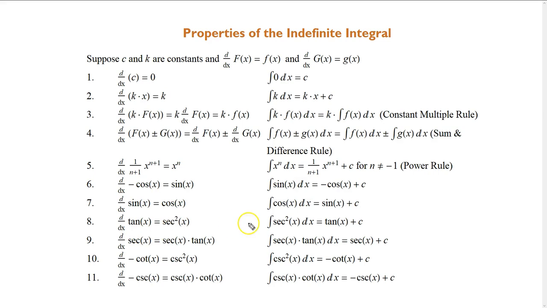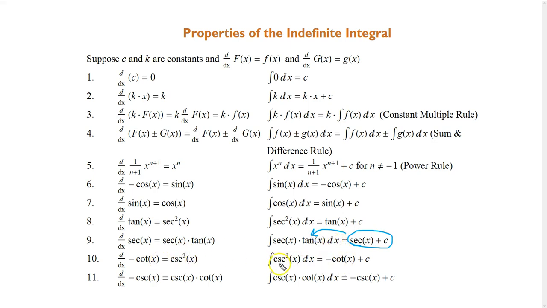And then we also have the indefinite integral of secant squared is tangent x plus c, and that's because if you differentiate tangent, you get secant squared, right, by this rule right here. Remember, derivative of tangent is secant squared. The indefinite integral of secant times tangent is secant x plus c, because the derivative of secant is secant times tangent. So when you differentiate this, you get secant times tangent.